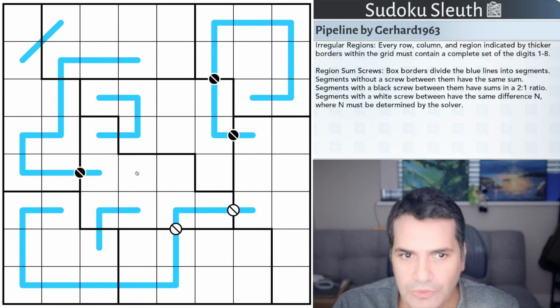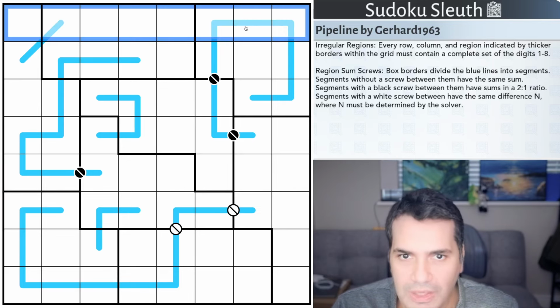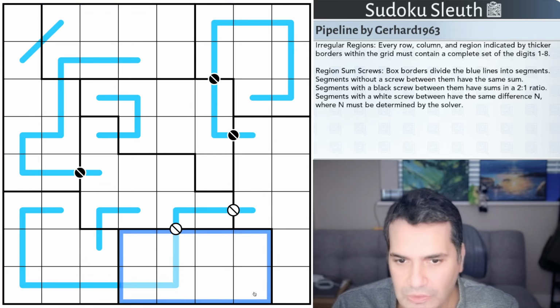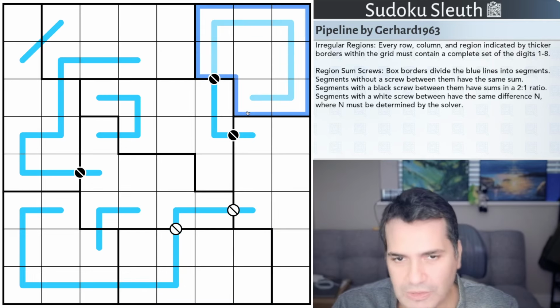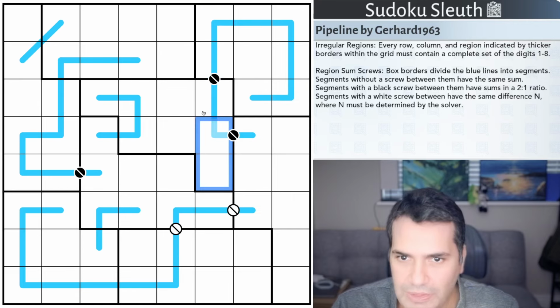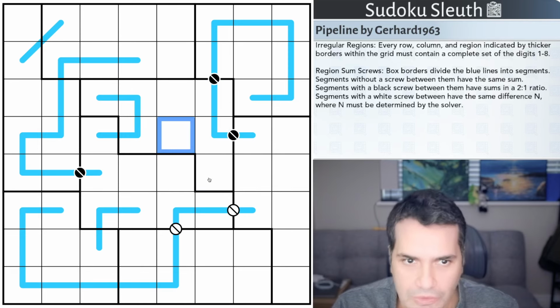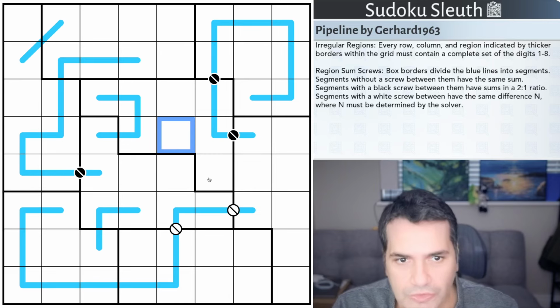Now, irregular regions, I'm never good at these. So we have to place in every row, in every column, and then in every irregular region, the digits 1 to 8, once each. And you can notice sometimes they're squares, sometimes rectangles, I should say. They're odd-shaped things, sometimes even odder-shaped things. But all of these things that are highlighted by the thicker, dark black lines, these are irregular regions that have the digits 1 to 8 once each.